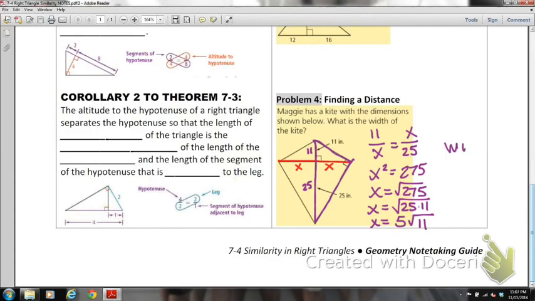So my width of the kite is equal to 2x. So it's 2 times the 5 times the square root of 11, which is 10 times the square root of 11, is the width of the kite in simplified radical form.